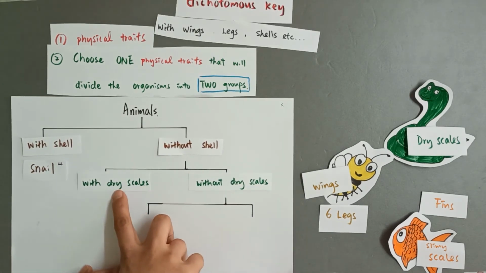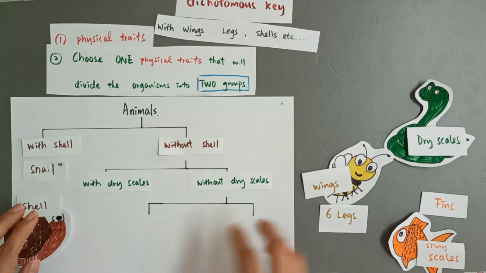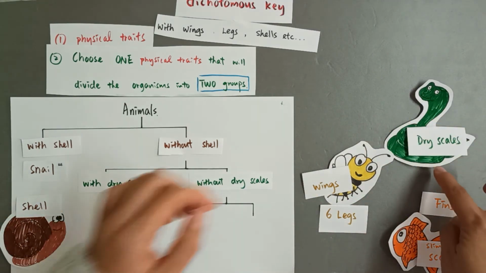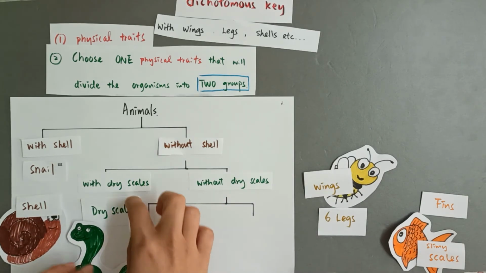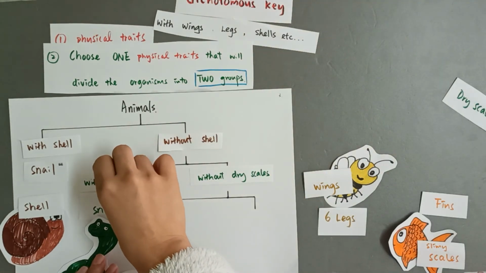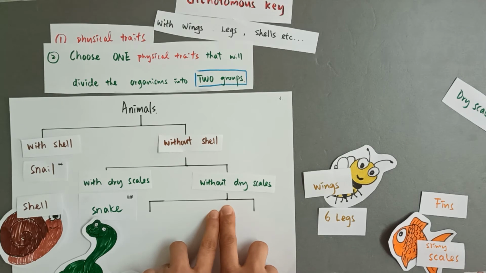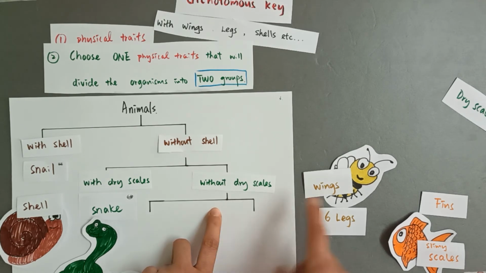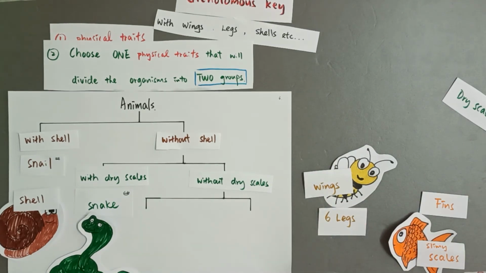Under the dry scale, because we only have 3 organisms here, the only organism that has dry scales is the snake. So this one will be the snake with the dry scale. For the other group, we still have 2 organisms, the bee and the fish, and we need one more separation. We need to select another trait to separate these 2 organisms into 2 groups. What trait do we have to select?